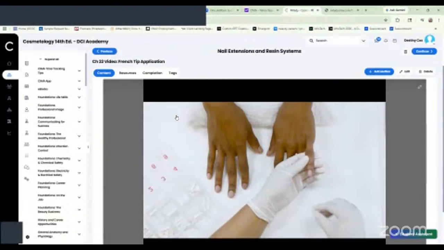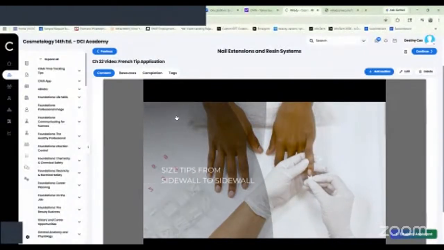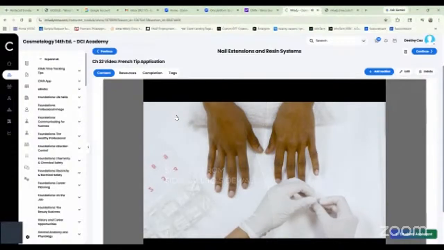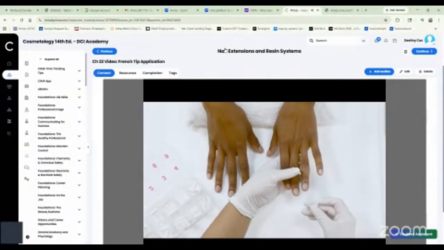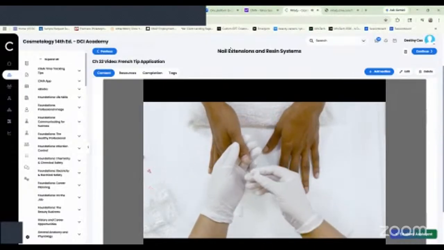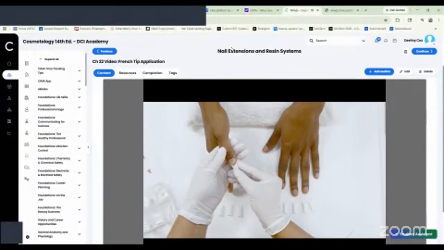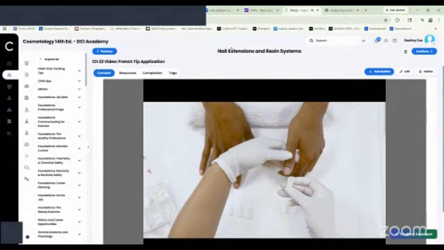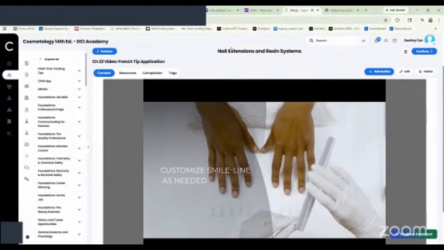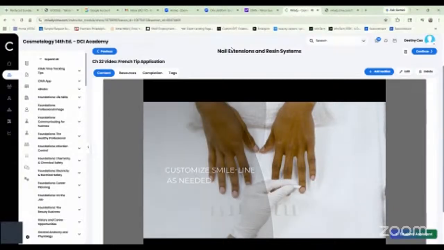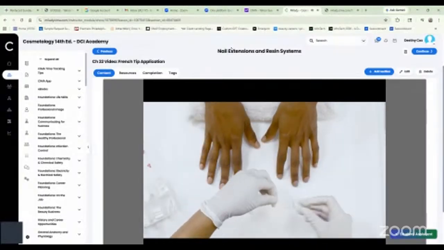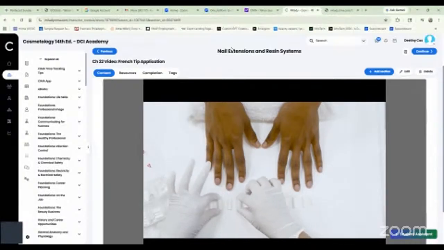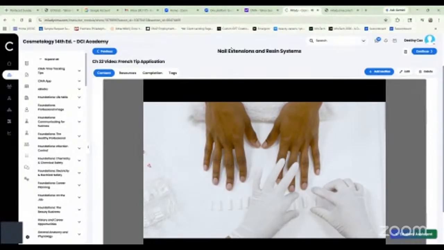So starting with the pinky on the client's left hand, choose the proper size tip for the nail. You may buff the smile line of the tip to create a cleaner, nicer smile line. Put the pre-tailored, pre-sized tips on a towel in the order of finger position for both hands.